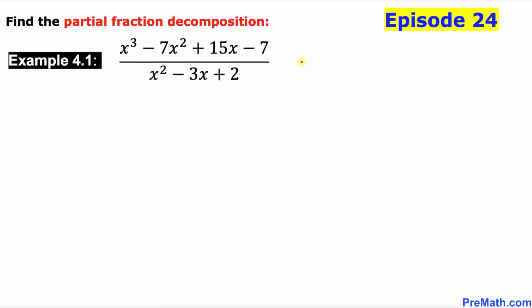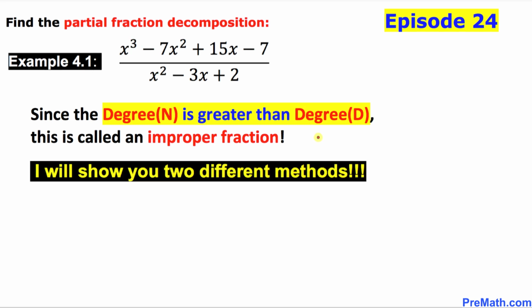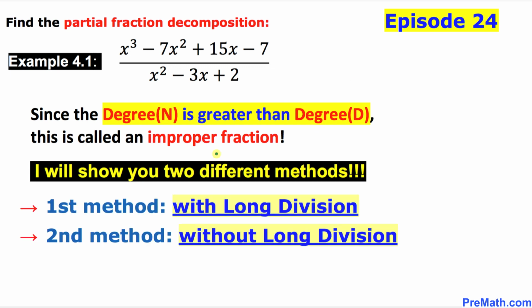In this video tutorial, we are going to find the partial fraction decomposition of this given rational expression, and this is our episode 24. As you can see, the degree in the numerator is greater than the degree in the denominator. We call this an improper fraction. I will show you how to do this problem in two different ways: one with long division and the other without long division.